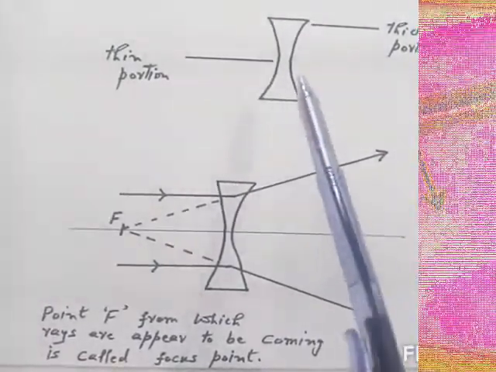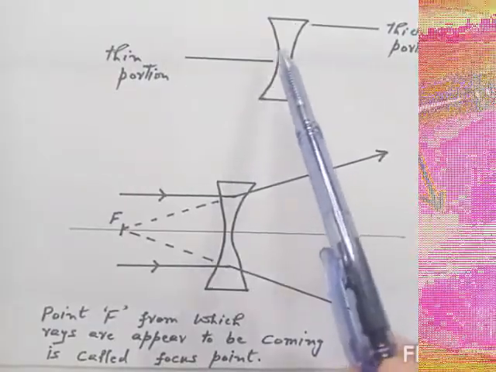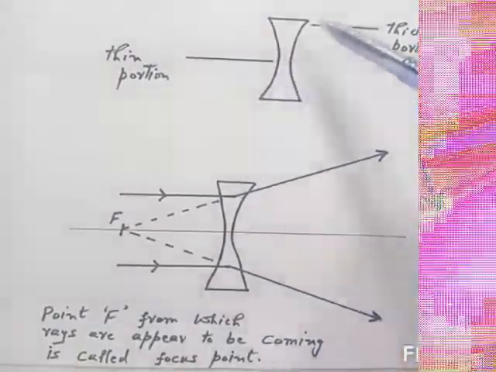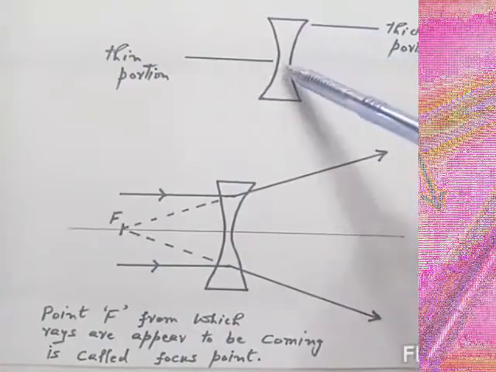Now this is a concave lens. It is thin at the center and thick at the edges. So it is a concave lens.